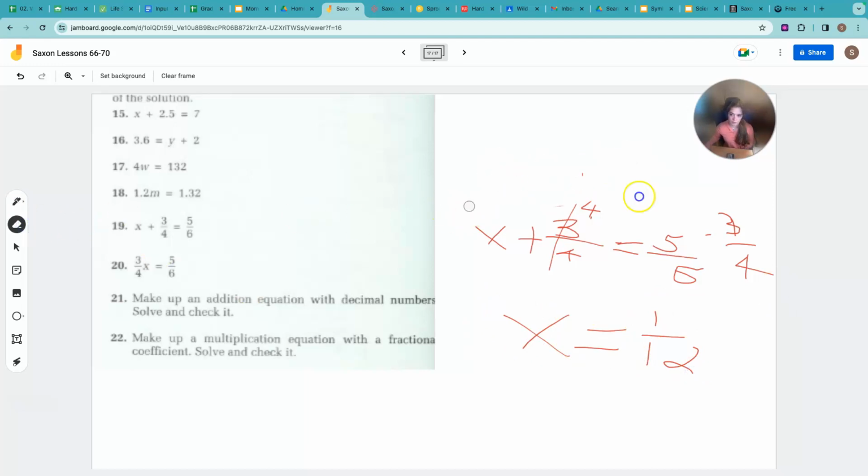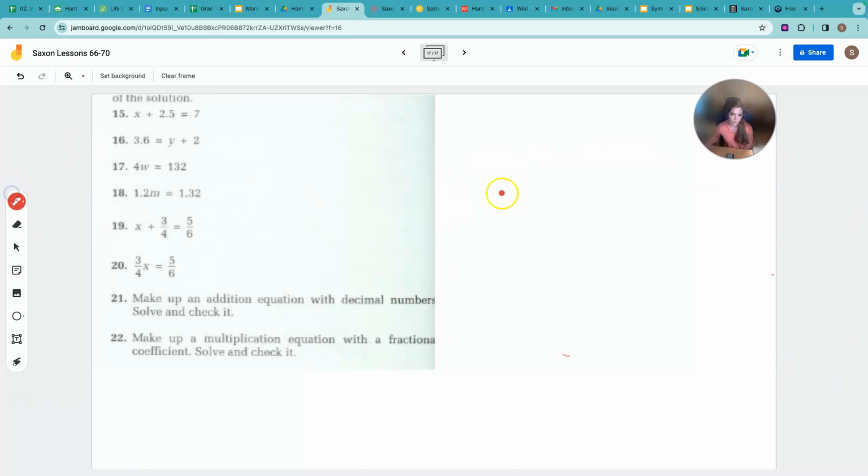All right. Number 20 is an interesting one. We have 3/4 x equals 5/6. I want you to see if you can solve this one. Go ahead, pause this video, come back to it. Remember, it's the same thing that we would do with other numbers. 3/4 is with x. So think about what you're going to do. Pause this video, and then unpause it and see how you did.